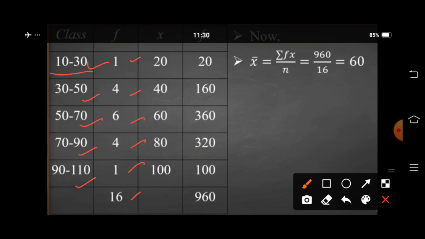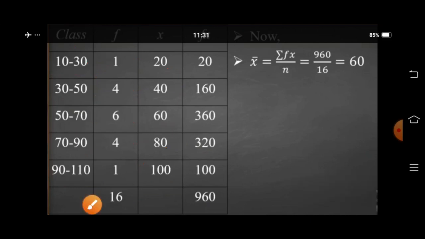For calculating the mean, we have to find the mid value of each class. Lower value 10 plus upper value 30 divided by 2, that is 40 divided by 2, 20. Here 30 plus 50 divided by 2 would be 40. 50 plus 70 divided by 2, 60. 70 plus 90 divided by 2, 80. 90 plus 110 divided by 2 would be 100. Okay.